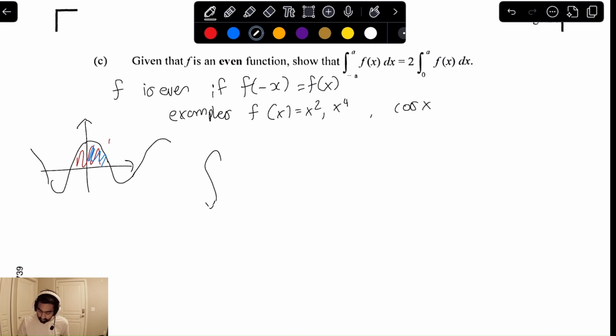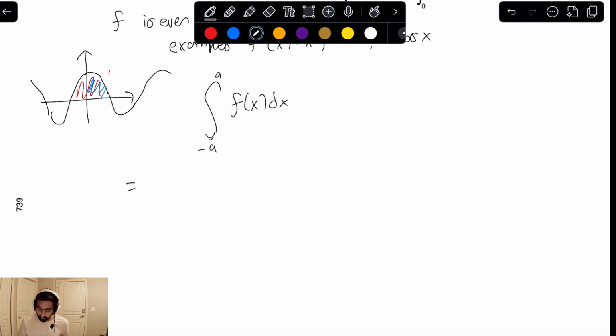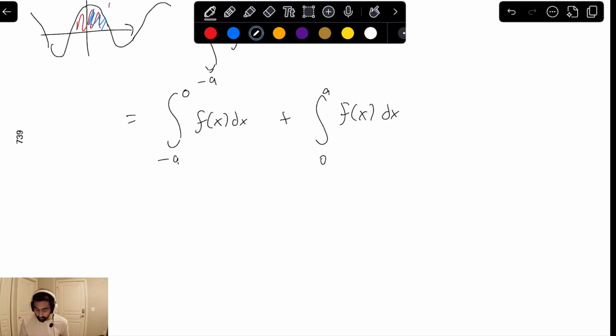So let's start with the integral from minus a to a of f of x dx. What I can do is split this up: the integral from minus a to 0 of f of x dx, plus the integral from 0 to a of f of x dx. Now here, I'm going to apply a substitution, y is equal to minus x. So that means dy is equal to minus dx.